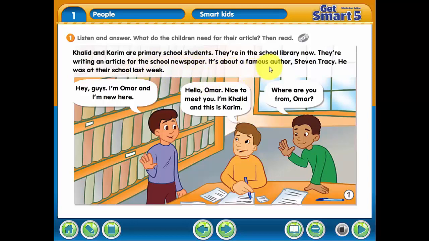It's about a famous author. What is this article about? أي عن إيه موضوع المقال أو محتوى المقال. It's about a famous author. عن مؤلف مشهور. What's his name? اسمه Stephen Tracy. He was at their school last week. كان في مدرستهم last week.